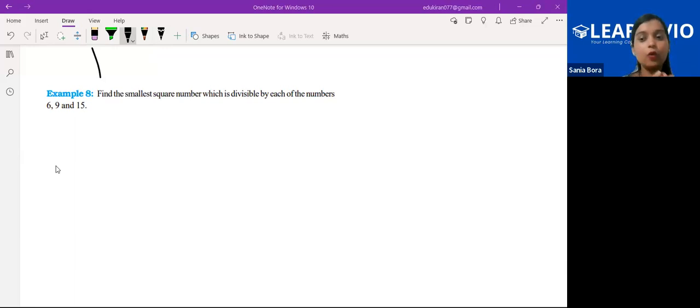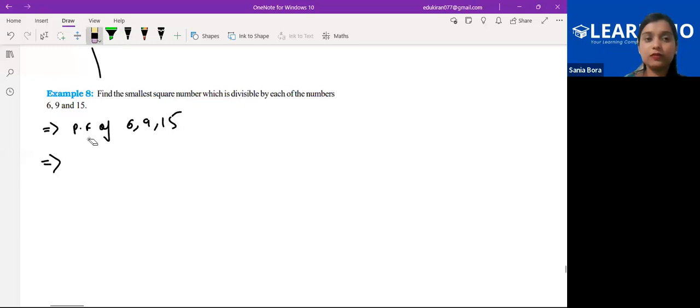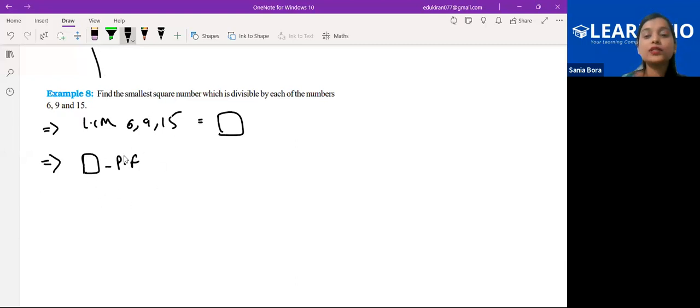So now basically what I'm doing, I'm just teaching you the steps. Now, first of all, whenever these type of questions come, the first step is whatever numbers they have given, you will do the prime factorization of that number. So prime factorization of 6, 9 and 15. After that, you'll find the LCM of 6, 9 and 15. Once you get the LCM, for that number you will do prime factorization. If, while doing prime factorization, all the numbers have a pair, that means that is a perfect square.